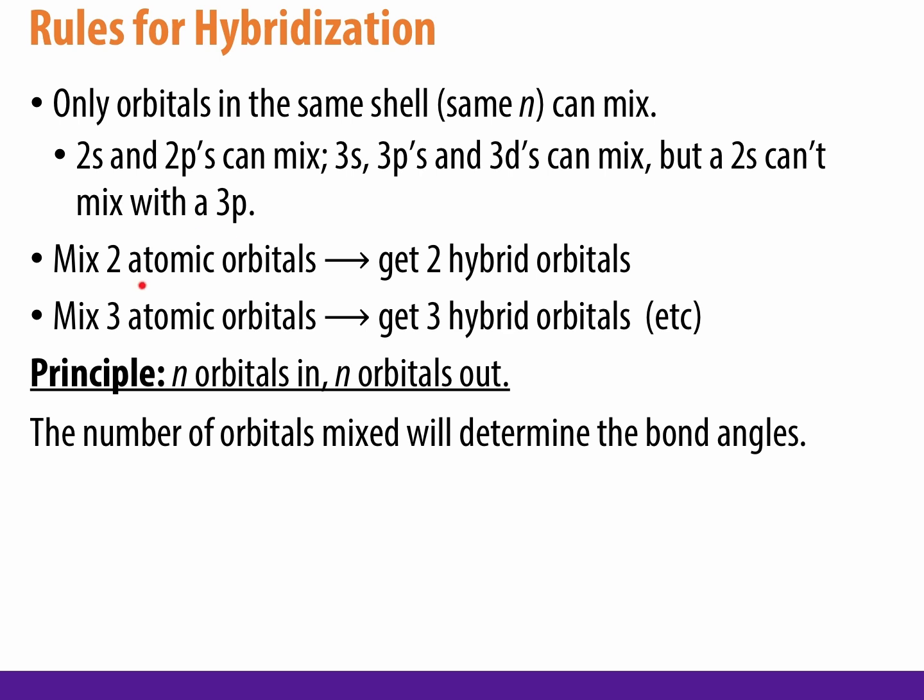So if I mix two atomic orbitals, I'm going to get two hybrid orbitals out, and the atomic orbitals are now gone. I don't have those anymore in the atom. I've mixed them and used them up. Similarly, mixing three orbitals in, I'm going to get three orbitals out. The principle here: n orbitals in, n orbitals out. Whatever orbitals I put in come back out. That will also apply to molecular orbital theory when we get there.